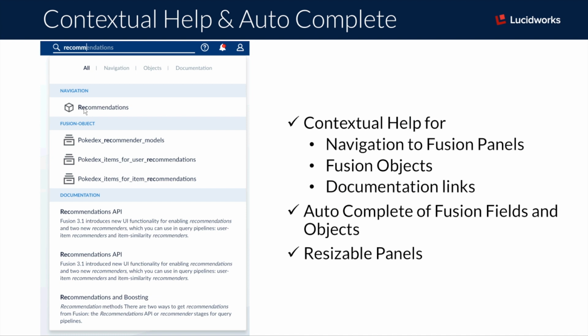With Fusion 4.1, we've introduced a new contextual help menu. This provides a unified search experience across the Fusion interface for three key elements. Navigation to Fusion interface screens, allowing you to quickly access the relevant screen for the task. Visualizing the Fusion object relationships and their associated links via the Object Explorer, and accessing relevant documentation links to assist with your development needs. This contextual help is powered by our new in-product autocomplete system, available on all form entry for Fusion fields and objects.